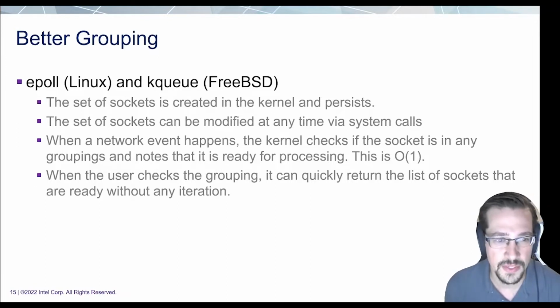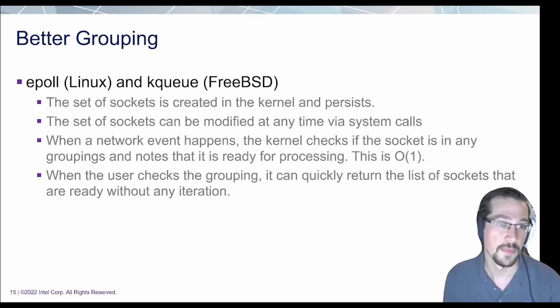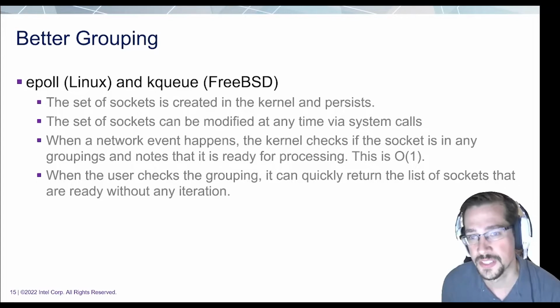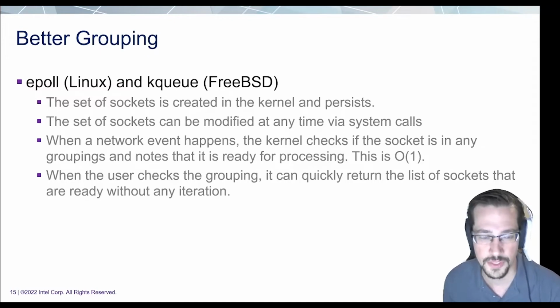And so what that means is anytime a network event happens, like there's an interrupt and packets arrive and they get processed through the TCP stack and appended to the TCP stream that's pending for that socket, the kernel can just go say, hey, is this socket that I just got packets for associated with any of these groupings?